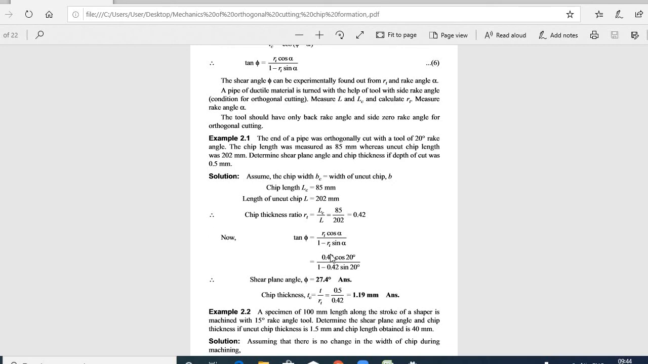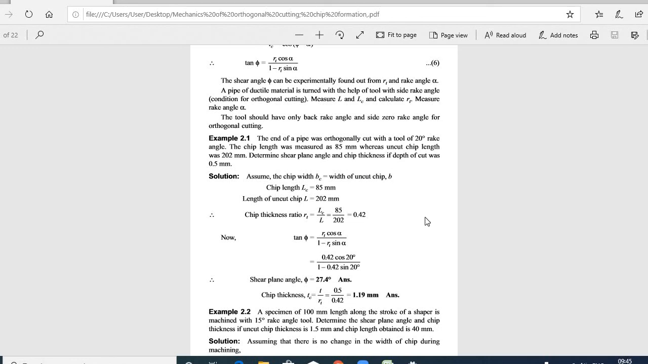Well, we can solve one problem on this. The end of the pipe was orthogonally cut with a tool of 20-degree rake angle. The chip length was measured as 85 mm, whereas the uncut chip length was 202 mm. Determine shear plane angle and chip thickness if depth of cut was 0.5 mm. Assume the chip width b_c is equal to the width of uncut chip. Chip length l_c is 85 mm, it is given in the given data. Length of the uncut chip l is equal to 202 mm.